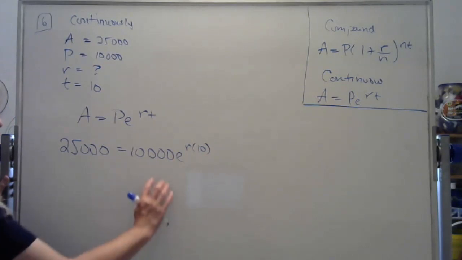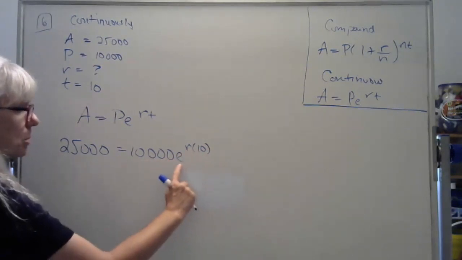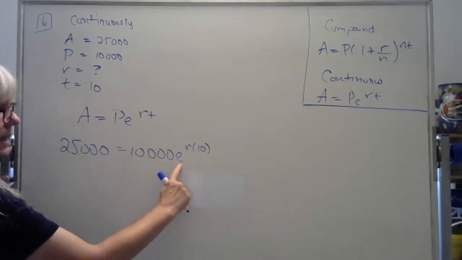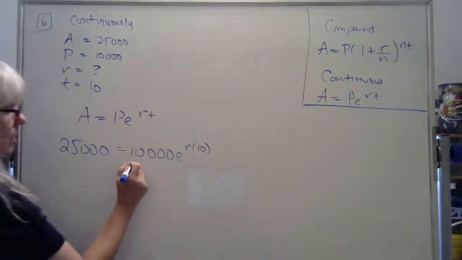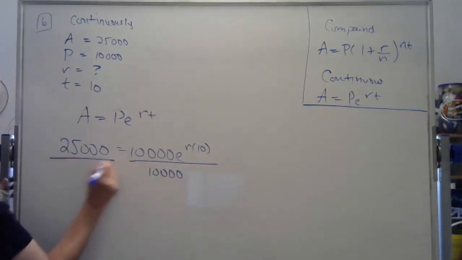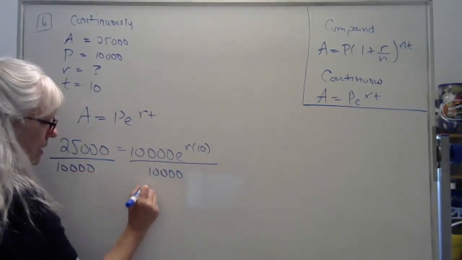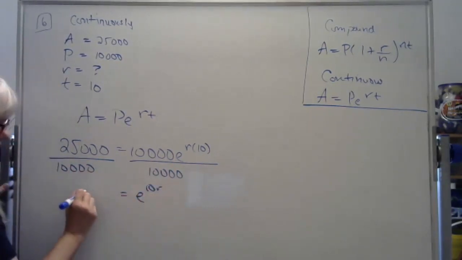So we talked about this yesterday. In order to solve for an exponent, you have to get the exponential term by itself. So that's saying I need to isolate the e raised to the power. So the very first thing we're going to do is come in and divide by 10,000. That'll give me e to the 10r equals 2.5 again.